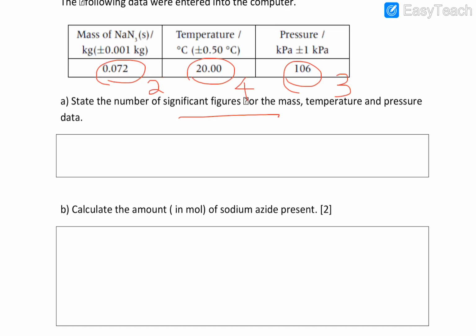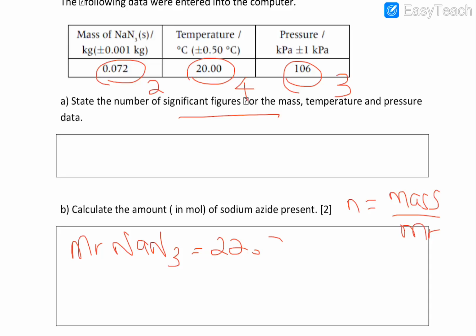Calculate the amount of moles of sodium azide present. So number of moles is mass over Mr. Mr of sodium azide, that is going to be 22.99 plus 3 times 14.01, so 65.02.